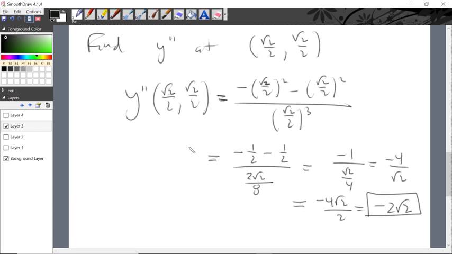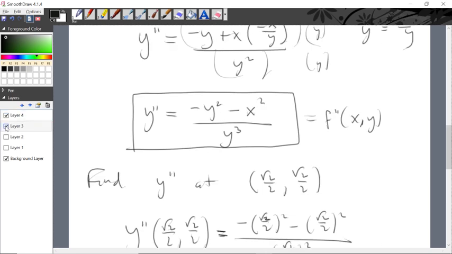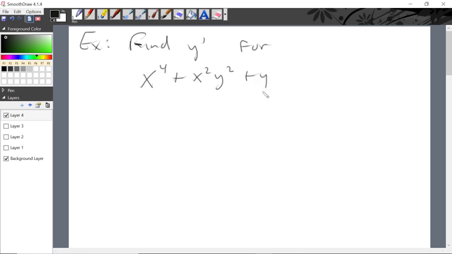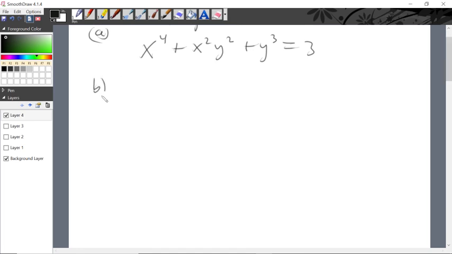Okay, let's take a look at another example now. We just did something with a quotient rule where we had implicit differentiation. Let's take one that also has a product rule. Find y prime for the curve x to the fourth plus x squared y squared plus y cubed is equal to 3. So I'll call this part A. Find y prime.